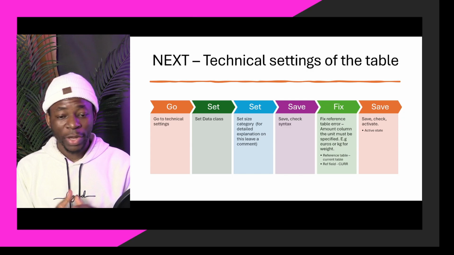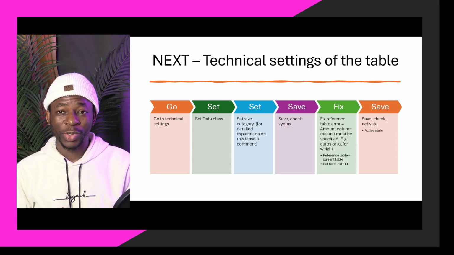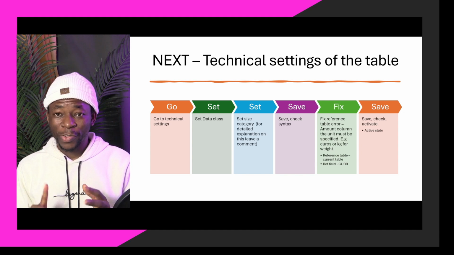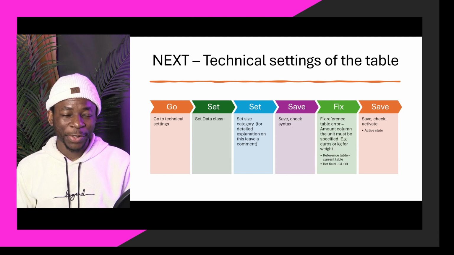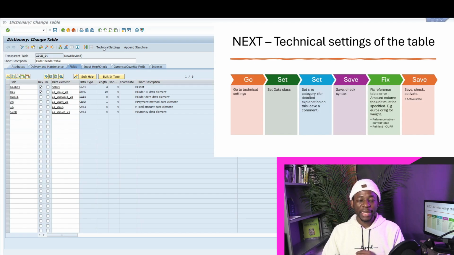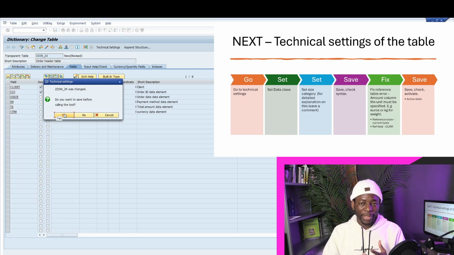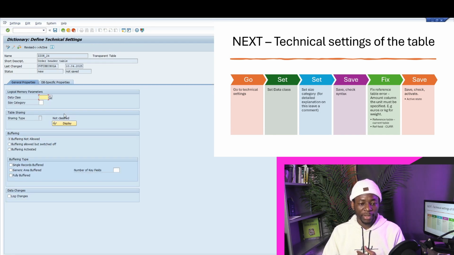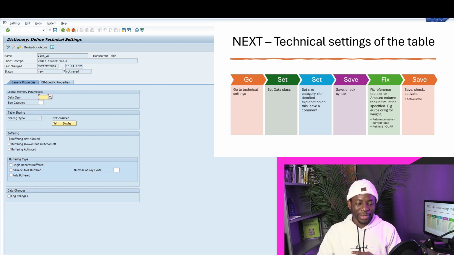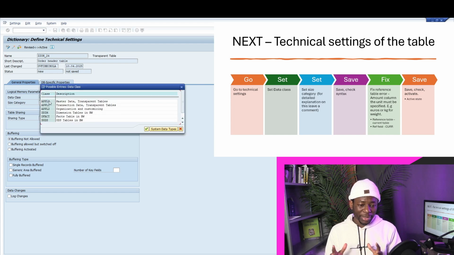So finally, okay, so we go now next to the technical settings. Go to set, save, fix, save. So let's go and do this. We could see the technical settings here on the screen. So you select technical settings. All right, I need to save first. So let's save this. Now, when you select the technical settings, and then we click on F4, it brings all the data classes that we can select from. And for test purposes, select the first one.